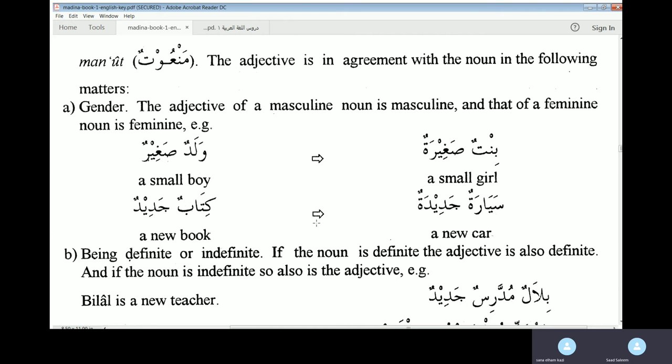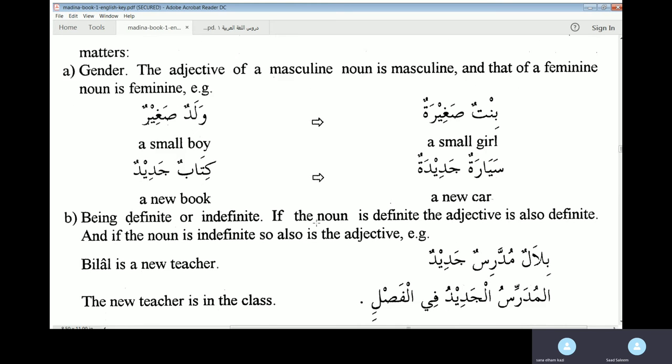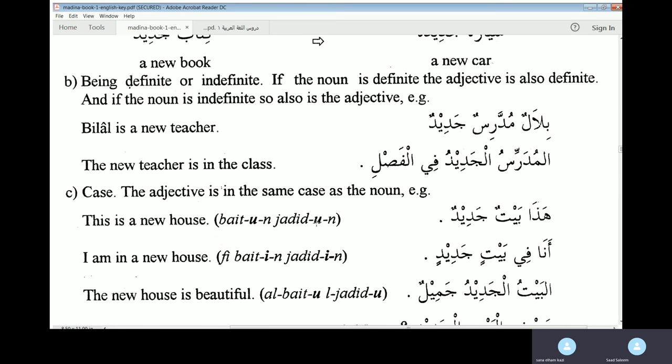Being definite or indefinite. If the noun is definite, the adjective is also definite, and if the noun is indefinite, so also is the adjective. Example, Bilalun mudarrisun jadidun. Bilal is a new teacher. Al mudarrisul jadidu fil fasli. The new teacher is in the class.